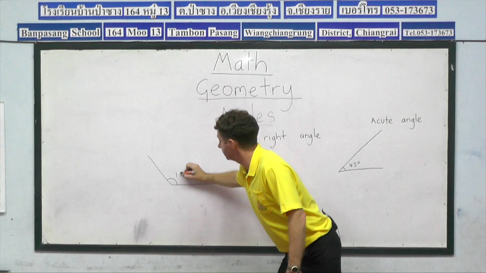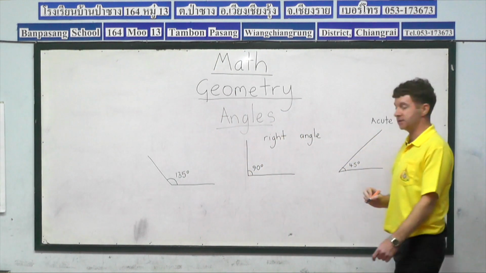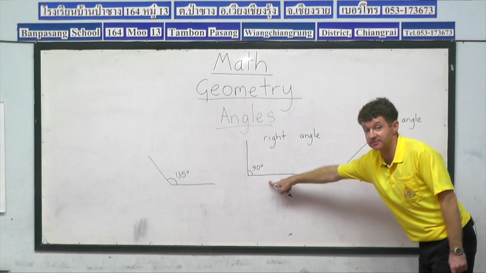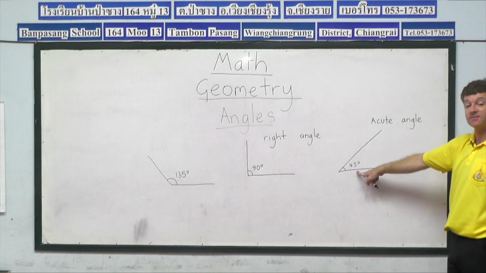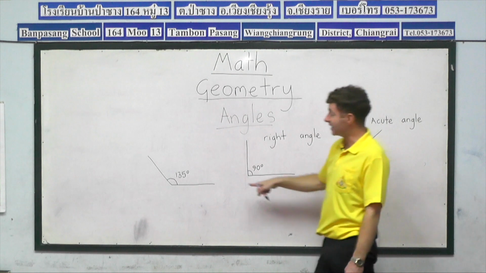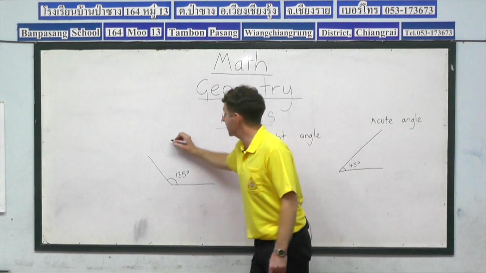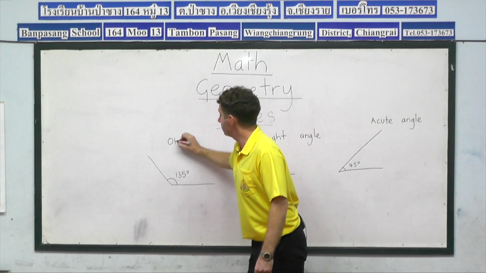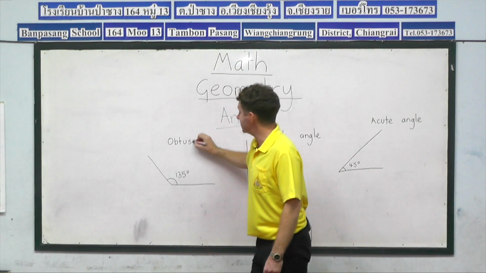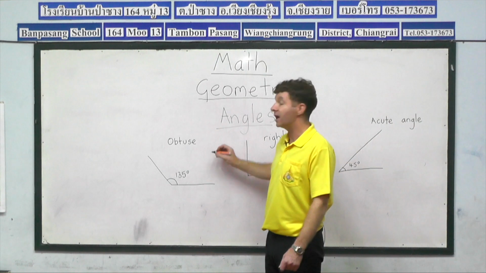This angle will be about 135 degrees. You see? Right angle, always 90 degrees. Less than 90 degrees, acute angle. But an angle that's larger than 90 degrees is called, ready guys? O-B-T-U-S-E. Obtuse.